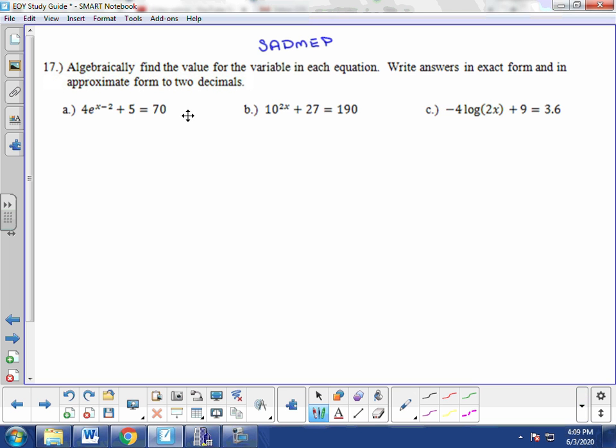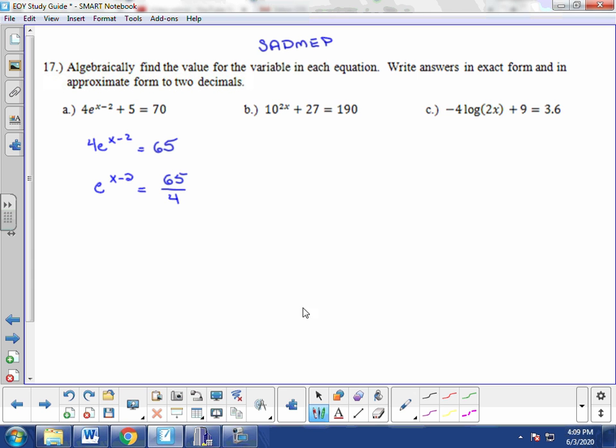So in 17a, we have a variable that's in the exponent of an equation, so this is an exponential equation. Again thinking reverse order of operations, subtract 5 first from both sides. That would leave me with 4e to the x minus 2 power equal to 65. Then I want to divide by 4, which gives me e to the x minus 2 power equals 65 over 4. If you want to simplify this, write it as a decimal, that's fine, but I'm going to leave it as a fraction for right now.